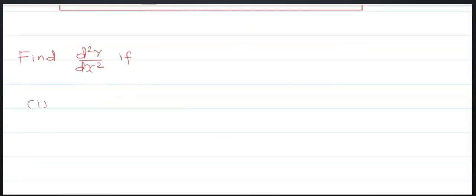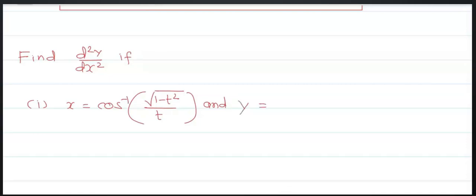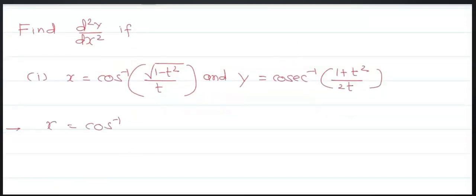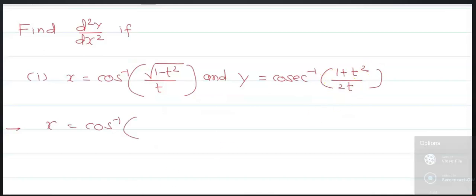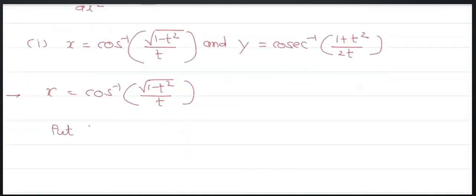Find d2y by dx square, if x is equals to cos inverse of root of 1 minus t square upon t, and y is equals to cosec inverse of, in bracket, 1 plus t square upon 2t. Now see this here. x is equals to cos inverse of root of 1 minus t square upon t.